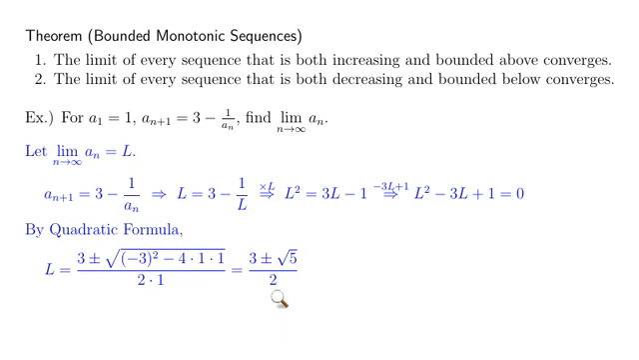The limit cannot be less than 1 because this sequence is increasing and a_1 is 1, so the limit has to be at least bigger than 1. So the answer is going to be 3 plus square root of 5 over 2. That would be the limit of this sequence.